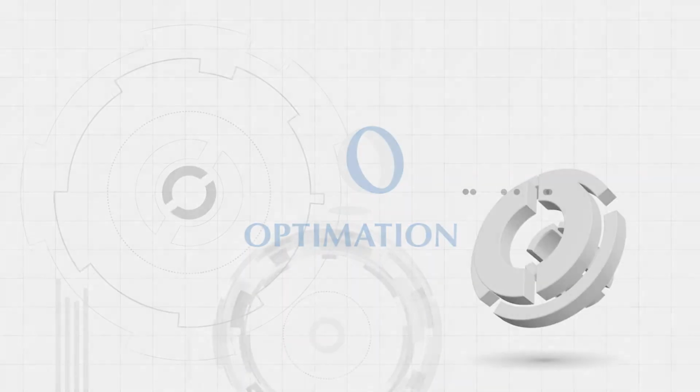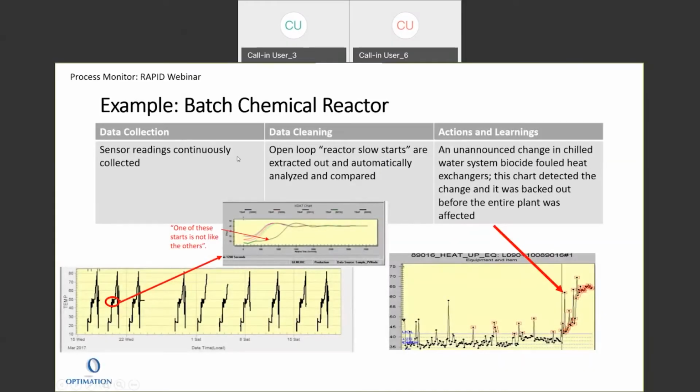Here's another example where, in this case, there's a batch chemical reactor. And I think this chart over here is a good way to display how typically values are seen on traces. Each one of these is a different batch of the product that was made, and they all look pretty similar.